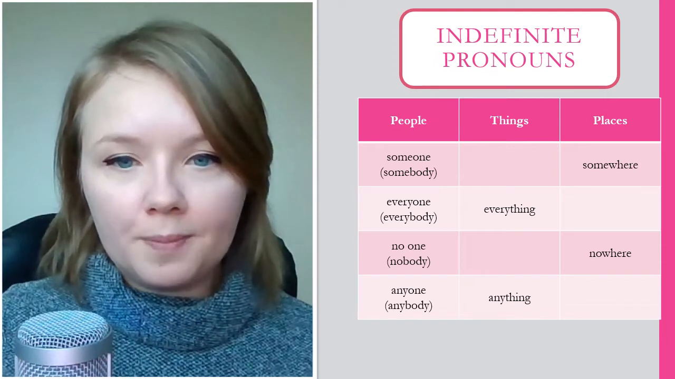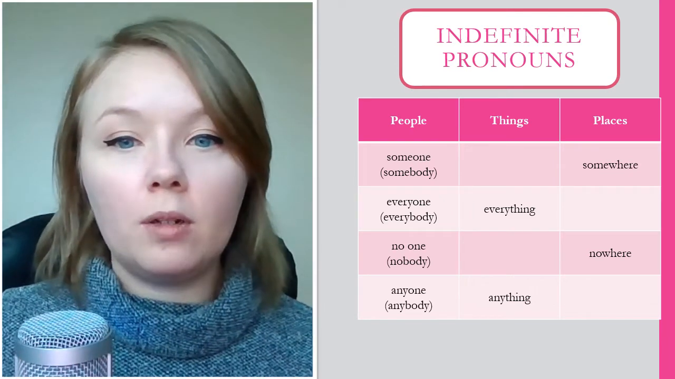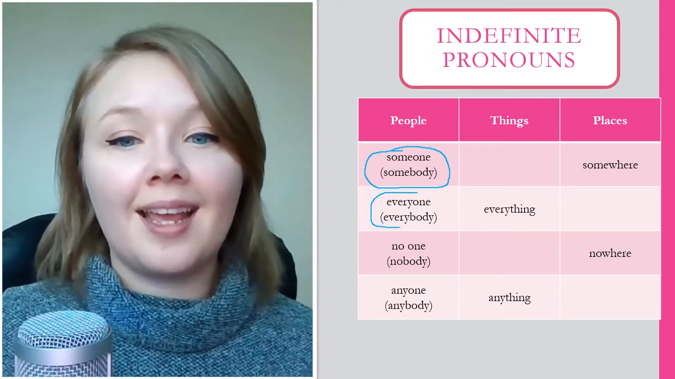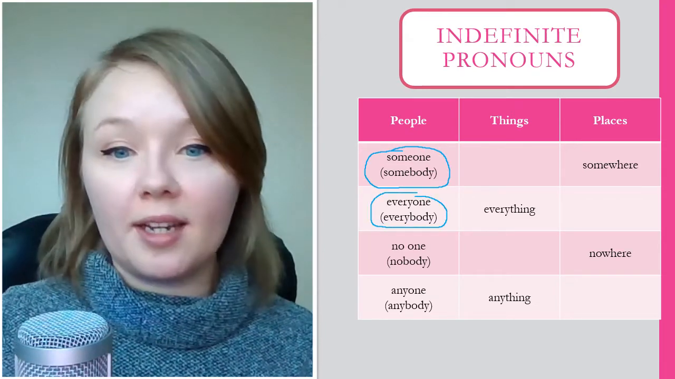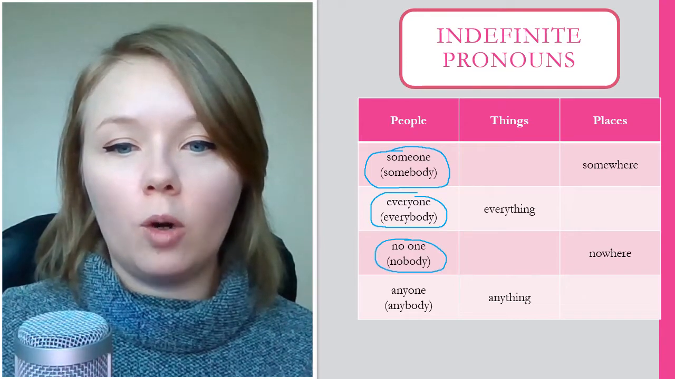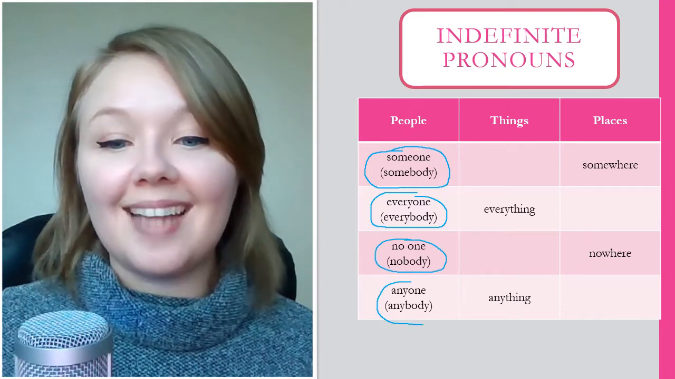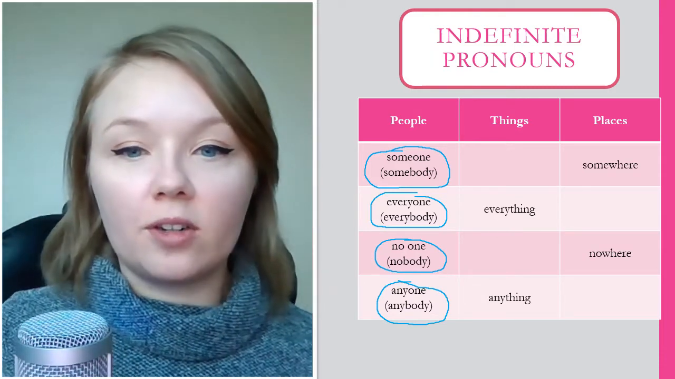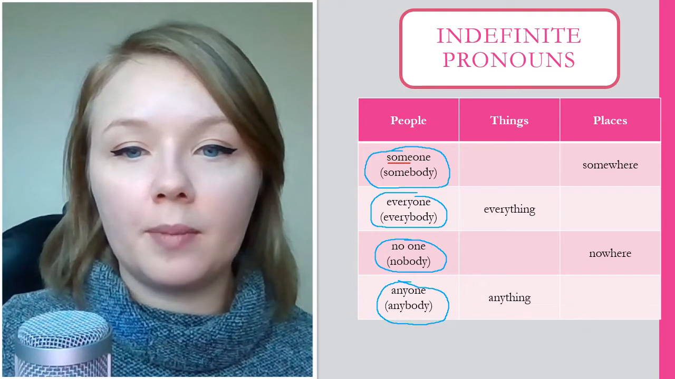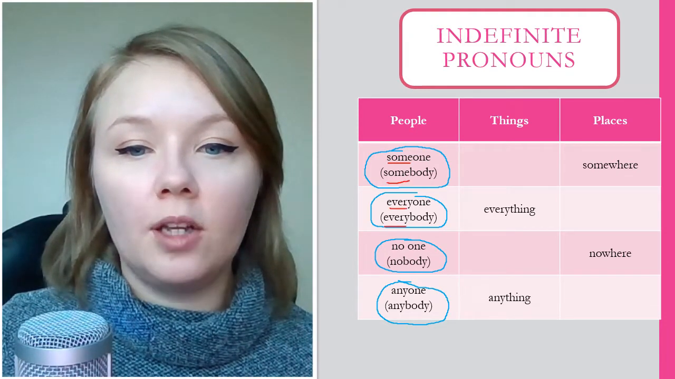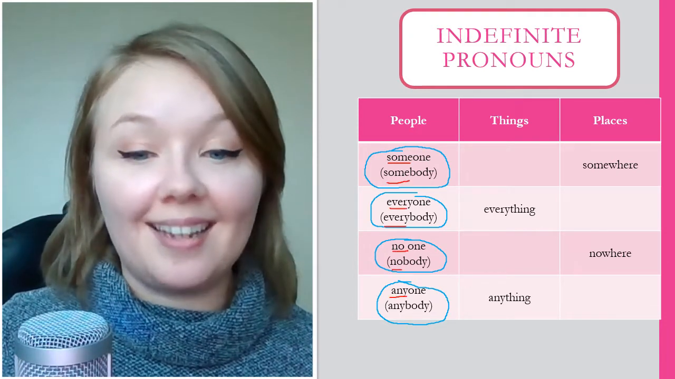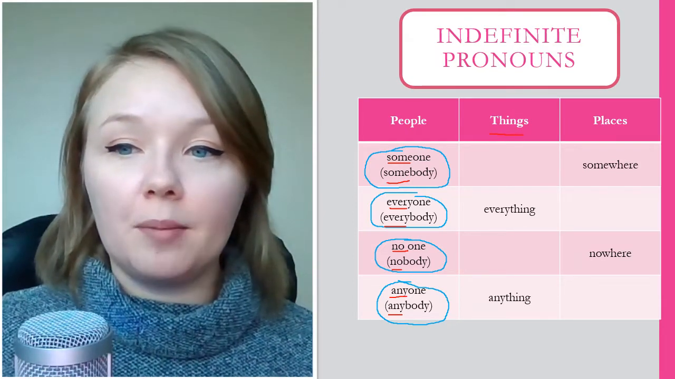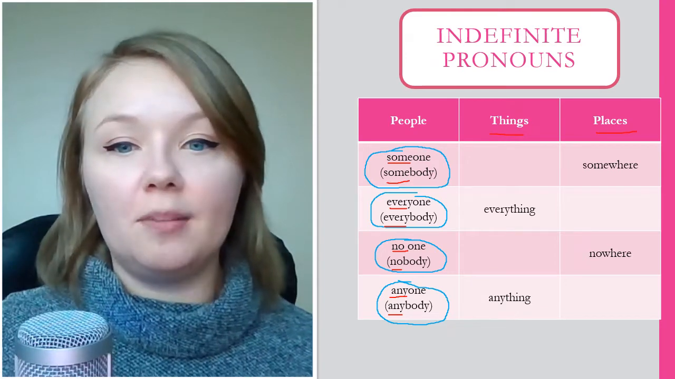So for example, if we're talking about people, we could say someone or somebody, everyone or everybody, no one or nobody, and anyone or anybody. So we have 4 different starters to our words, right? Some, every, no, and any. We can also apply these to things and places, but first let's look at what these mean.